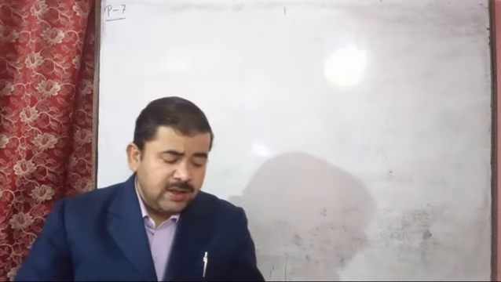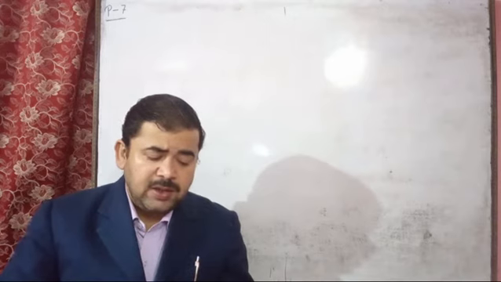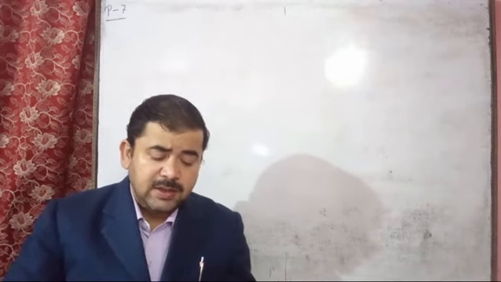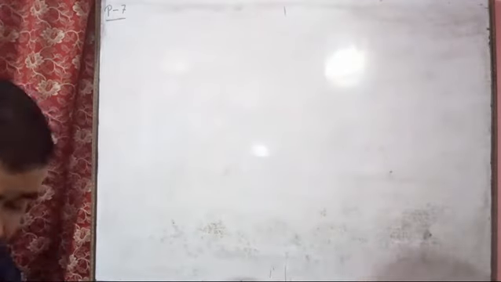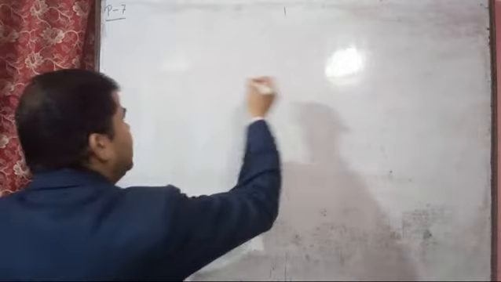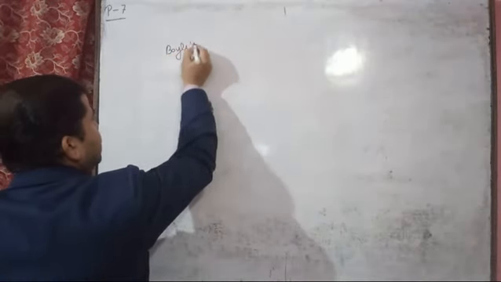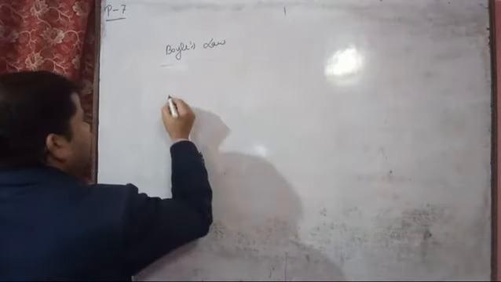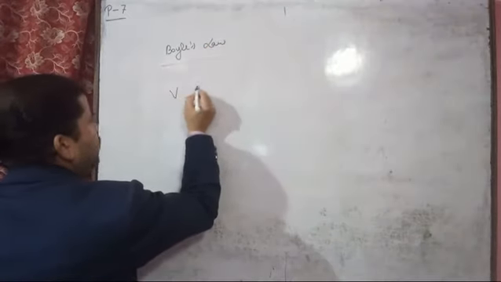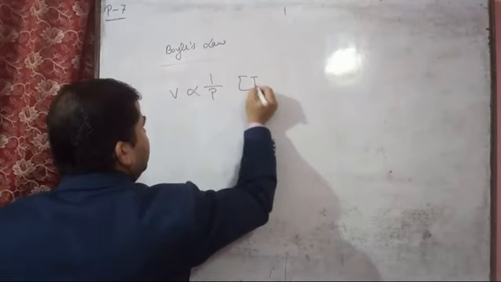Question third: temperature remaining constant, the product of the volume and the pressure of a given mass of a dry gas is a constant. Temperature remaining constant, in Boyle's law you have studied, according to Boyle's law, volume is inversely proportional to the pressure, and here temperature is constant.